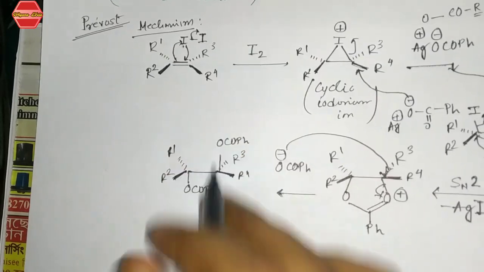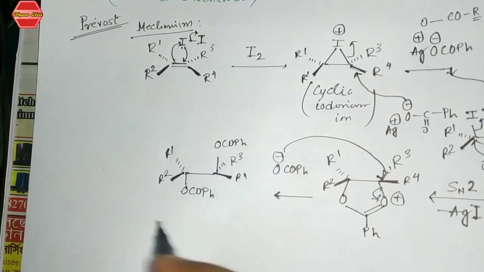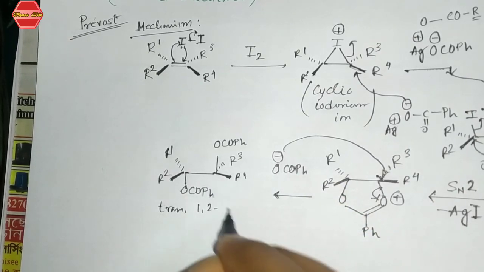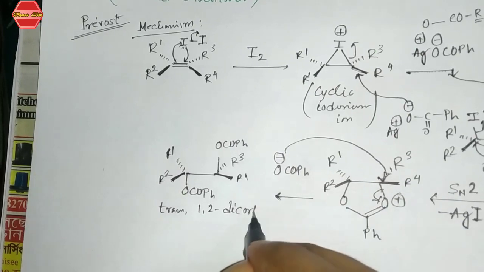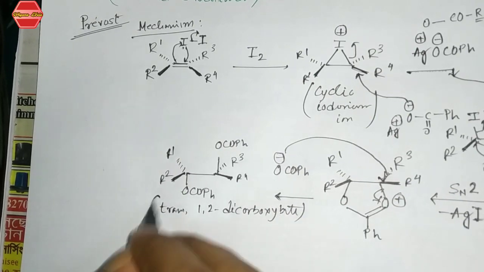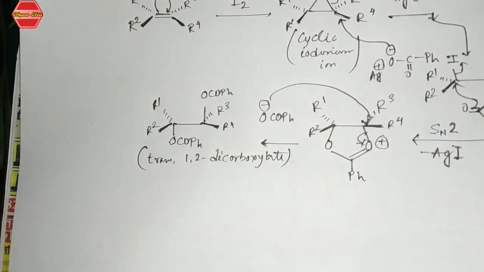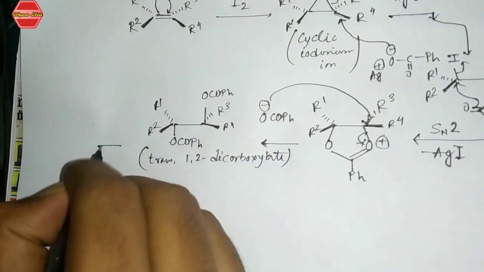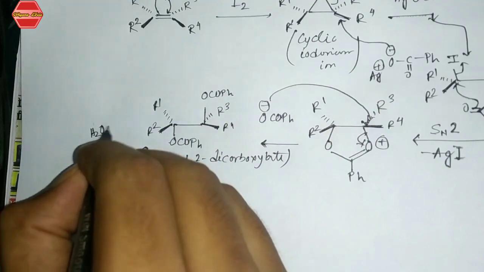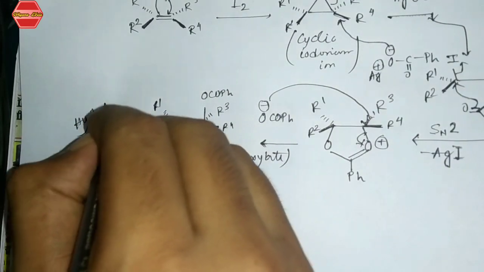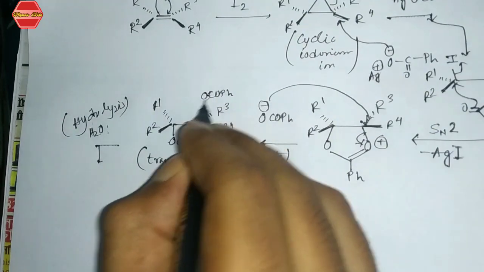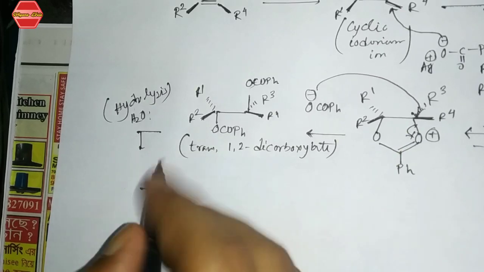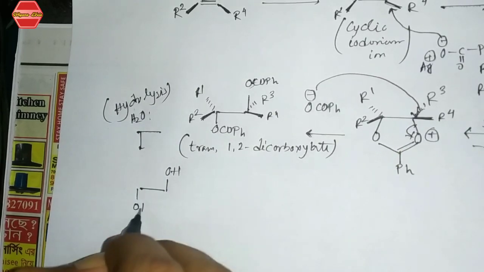Now see, these two parts are trans to each other, so that is why this is called trans 1,2-dicarboxylate. Now the last step is the hydrolysis part. So after the hydrolysis, that is H2O, that is the hydrolysis step, then we get the final product. These two are hydrolyzed and they form their corresponding OH. Okay, so this is our OH and this is our OH.